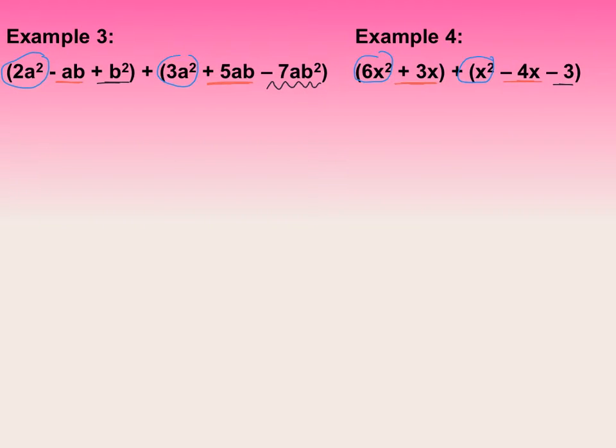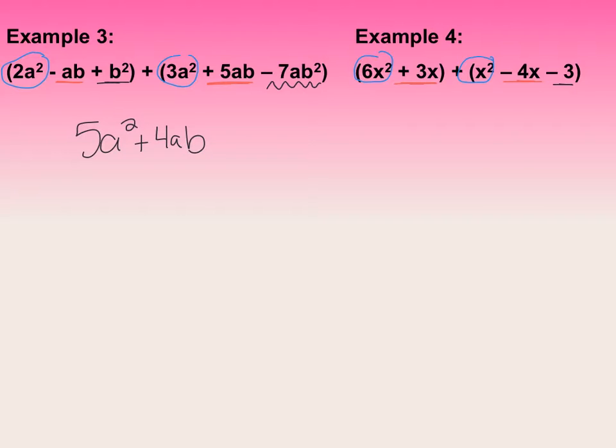So example 3 here, I've already gone ahead and made a little code for myself to look at all the like terms, and I'm basically just going to combine them. So in example 3, 2a squared and 3a squared is 5a squared. My red underline is negative 1ab plus 5ab, which would be positive 4ab.